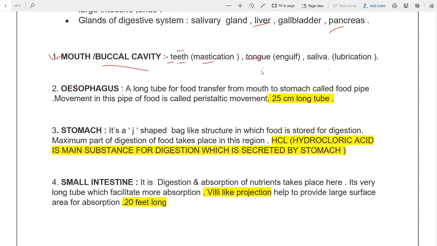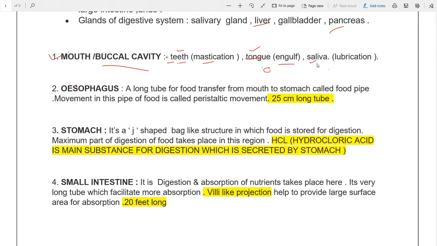Then the tongue. Tongue is another very important part of the mouth, and it helps to engulf the bolus, the ball-like structure. When we form the ball-like structure in the mouth, the tongue helps move it on for swallowing, and taste buds are also present on the tongue. So the tongue is a very important organ. It's a muscular organ present on the floor of the mouth.